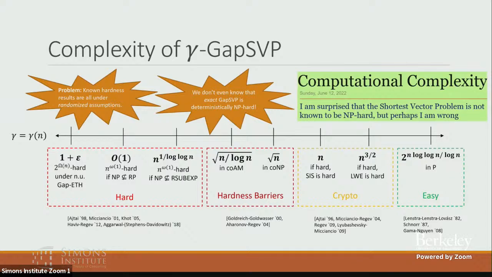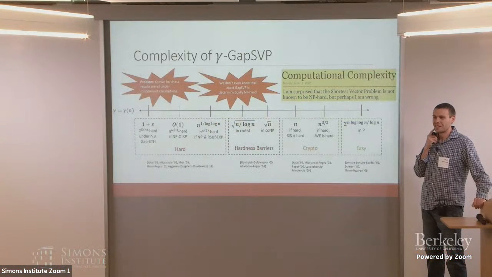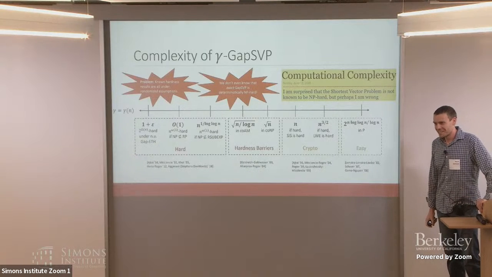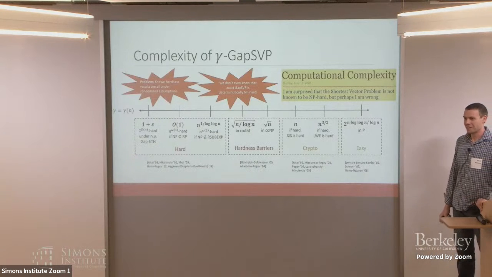Hardness of decoding. Are there worst-case to average-case reductions for LPN? There are two things that are missing. One is that there is no worst-case to average-case reduction. Well, that's not entirely true, but up to a point. And there are no sort of these hardness barriers.